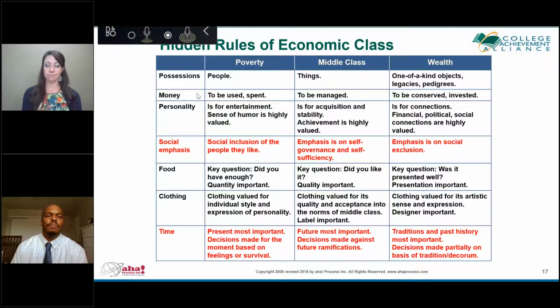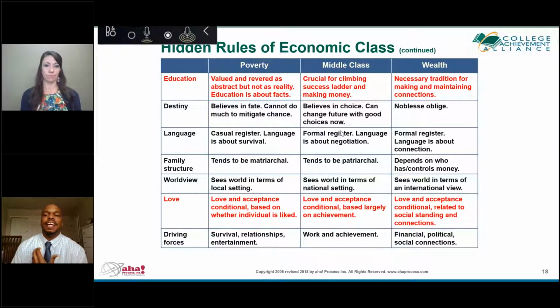And then going forward, I wanted to talk directly about education, because that's what this is about today, right? And so in the poverty mindset, education is valued and revered as abstract, but not as reality. Like, you just do it, but there's really no need. Like, why do I need to go into student loan debt just to have a job? That's the mindset sometimes, that they're already behind the eight ball. Why even dig further down economically just to have a job or a degree?